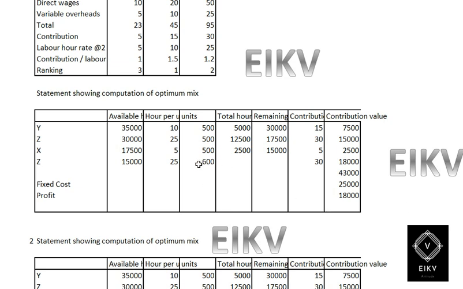So the hourly rate of manufacturing of Z per unit is 25. Therefore 15,000 divided by 25 will get 600 units. And then in the next column we will go for contribution per unit, and as we computed in the above statement, the contribution shall be taken and pasted over here, and when we multiply this with the optimum quantity or optimum units, we will get the contribution values. And after taking the total of the contribution value and deducting the fixed overhead, we will get the profit as 18,000.